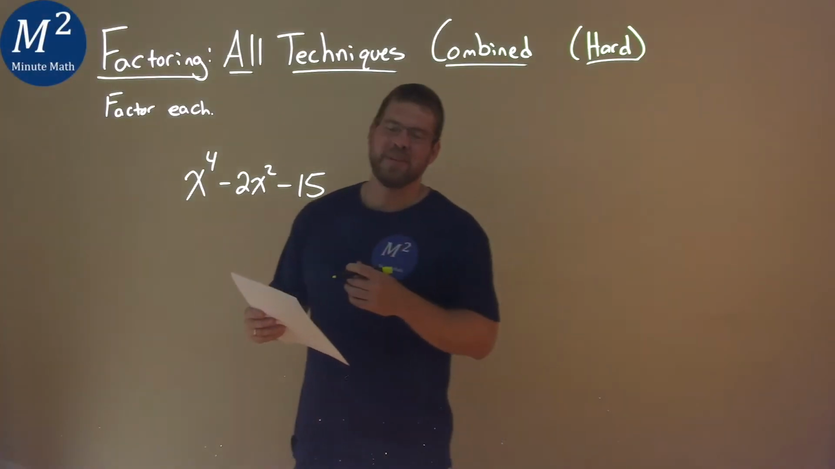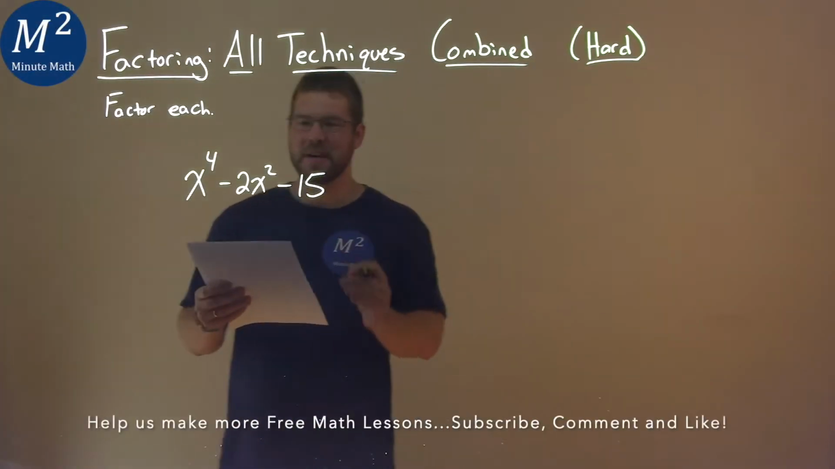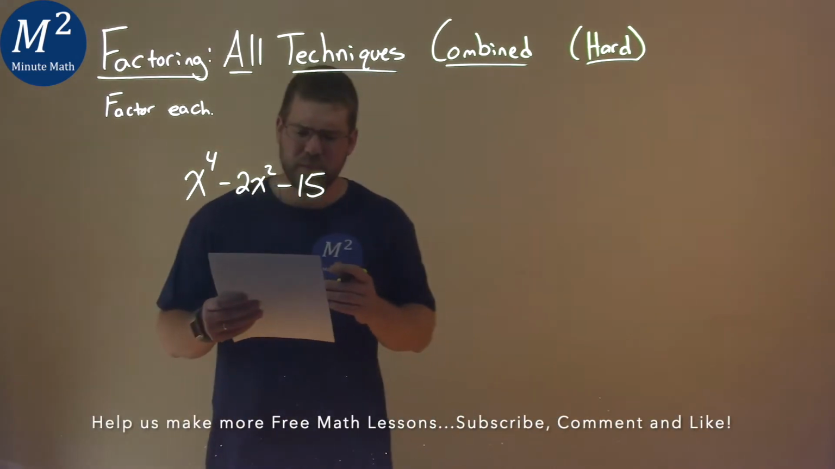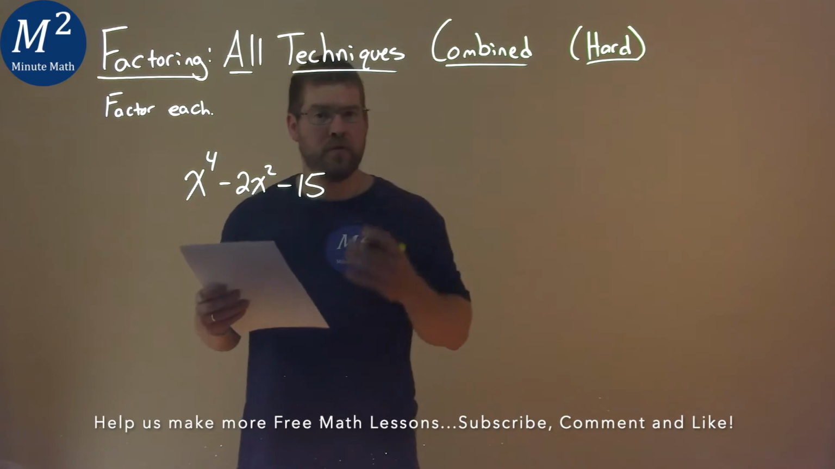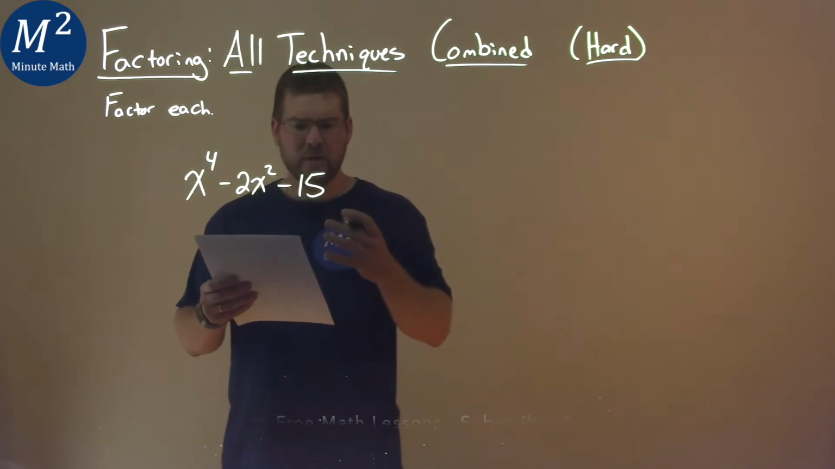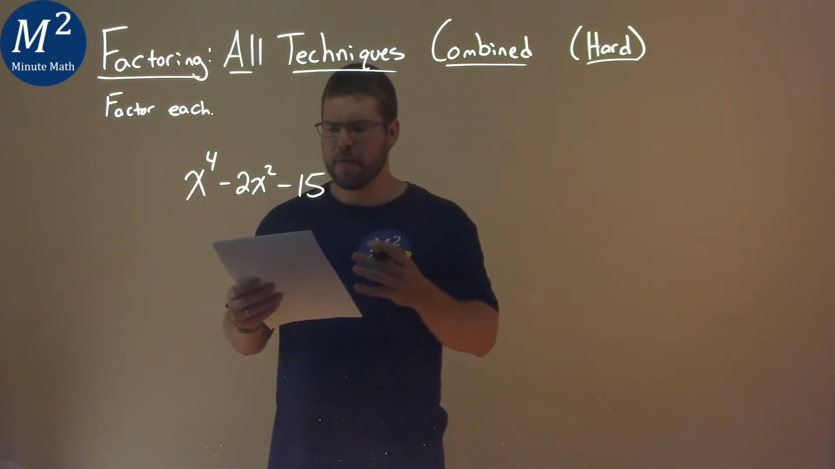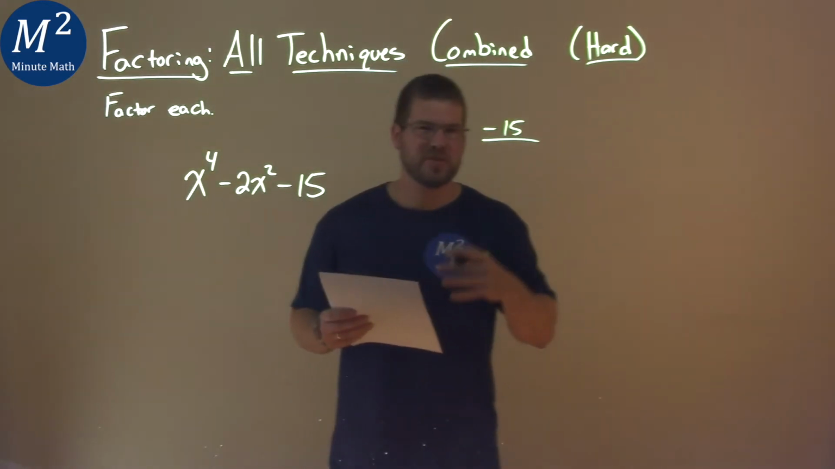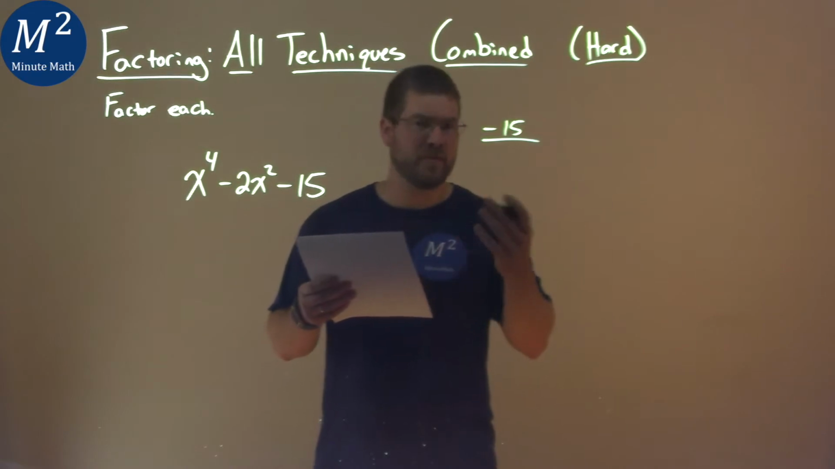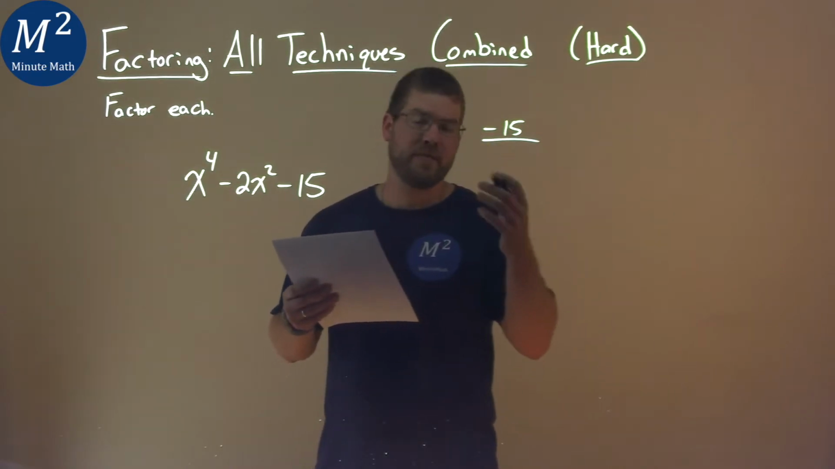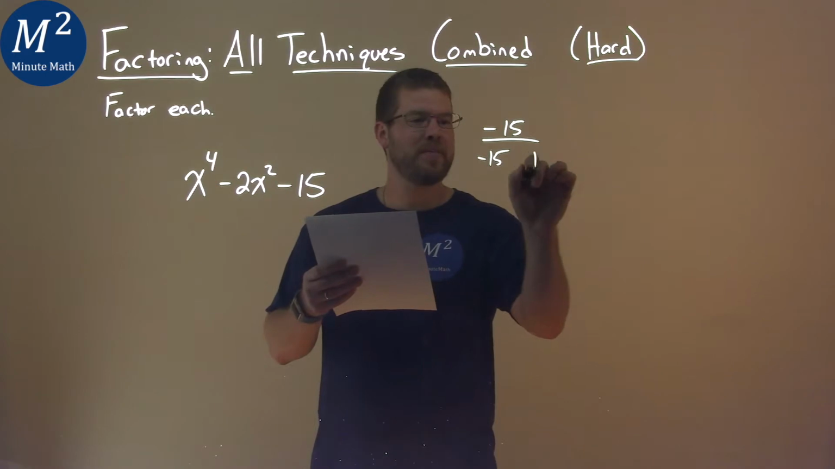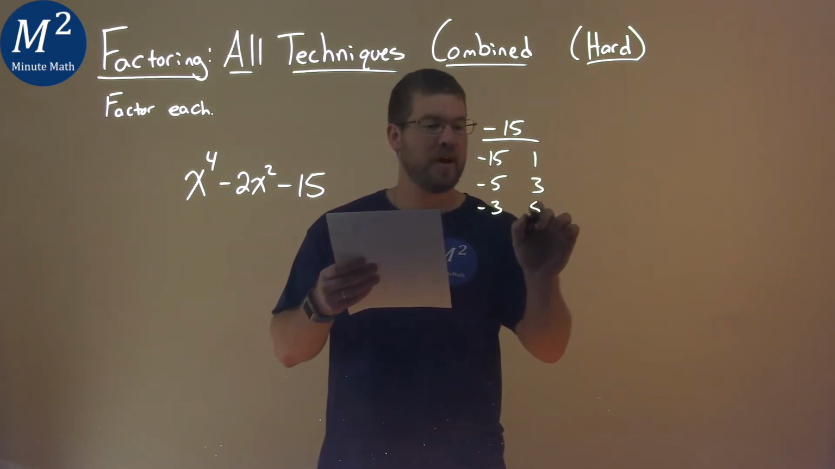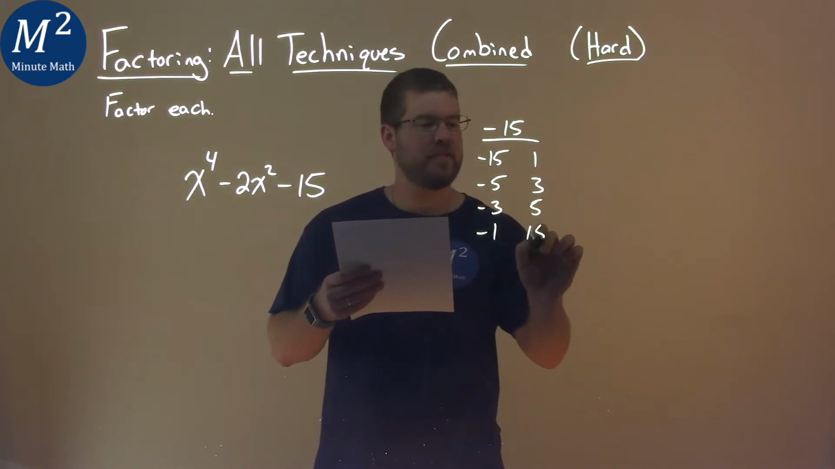We're given this problem right here. x to the fourth minus 2x squared minus 15, and we need to factor this. Well, this is in what we call quadratic form. And so to factor that, we treat it like it's a quadratic. We look at our c value, the negative 15, and we find all the two numbers that multiply to be negative 15. Negative 15 and 1, negative 5 and 3, flip it around, negative 3 and 5, and negative 1 and 15.